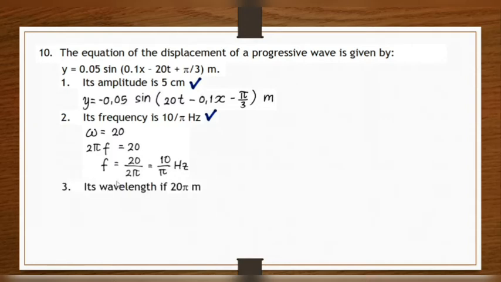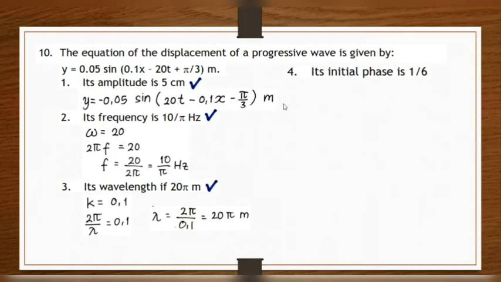The third statement is about the wavelength. To find the wavelength, we can see the wave number, the k, because wave number is equal to 2 pi over lambda. So k equals 0.1, 2 pi over lambda is 0.1, so lambda is equal to 2 pi over 0.1, it is equal to 20 pi meter. So this statement is also correct.